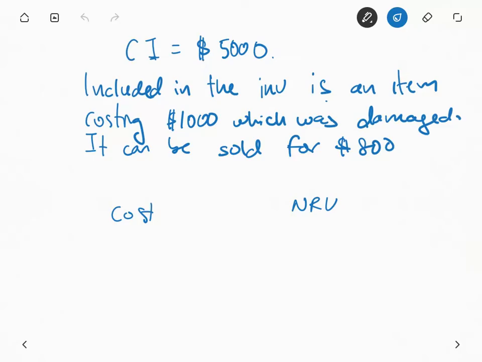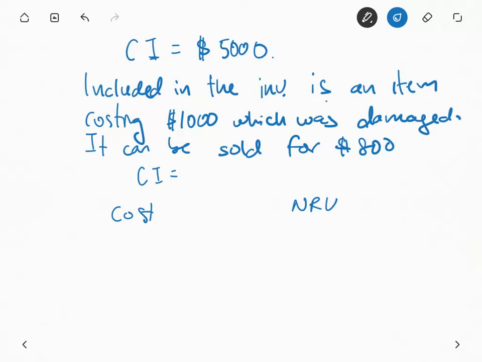CI is my closing inventory. At the moment now, my total closing inventory is 5,000. Included in this inventory is an item costing 1,000, which was damaged. It can be sold for only 800. What is my closing inventory value? Huh? 5,000. Wrong. Others?